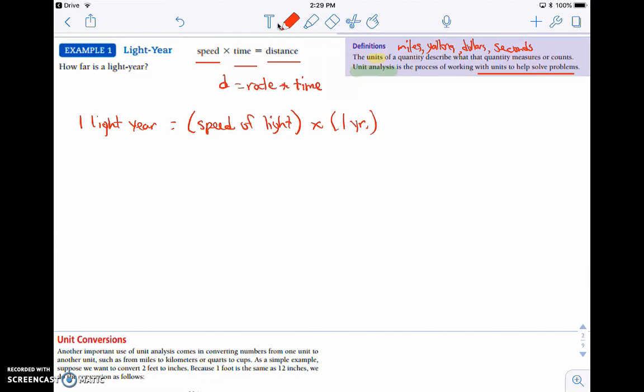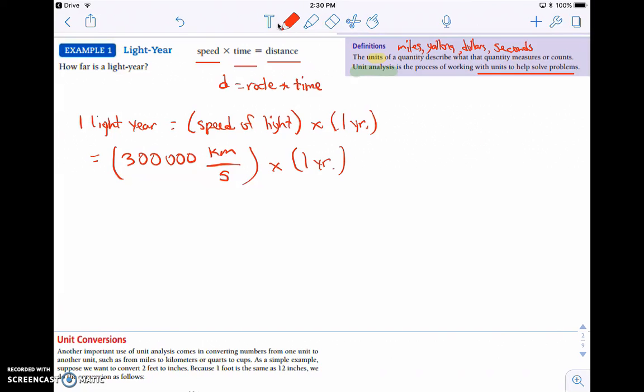So now we have an understanding of what a light year is, and now we need to go about how we solve this thing here. Well, the speed of light, and we'll give you an approximation here. Actually, this is a pretty solid number here. So it's 300,000 kilometers per second. So now we're using units. Kilometers is a unit, seconds is a unit. So that's our speed of light. We need to times that by 1 year.